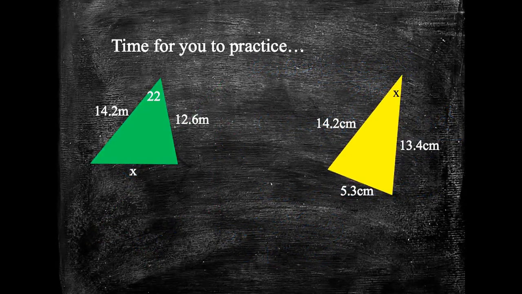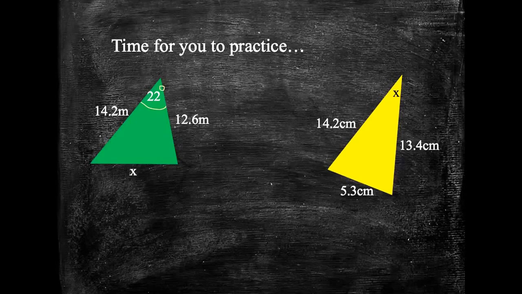Okay, here's 2 questions for you to have a little go at. This one up here is 22 degrees. Okay, so have a little think about how you're going to do it. We've got a missing side here, and we've got a missing angle here. Pause the video, and I'll give you the answers in a second.